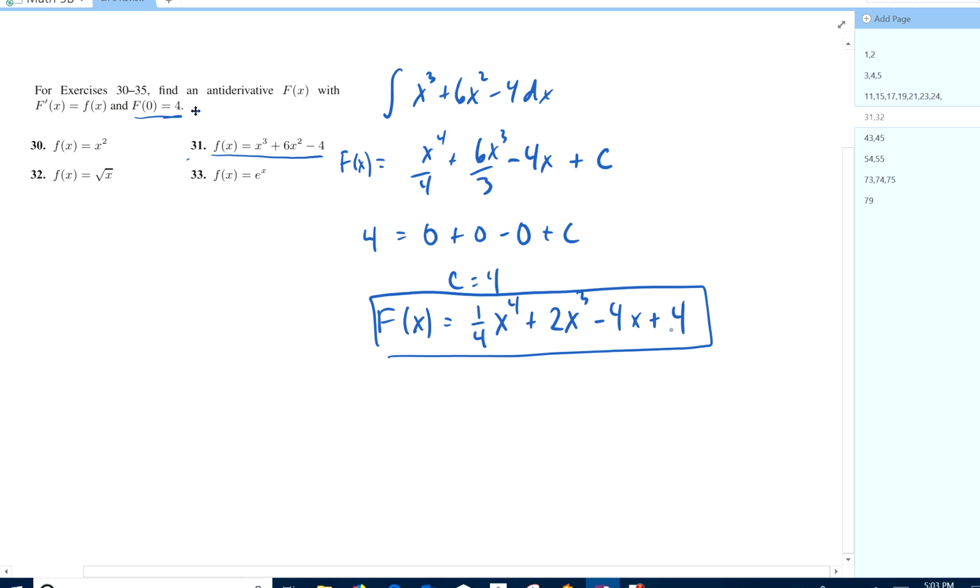So if I take the derivative of that, I get f, little f, and when I plug in 0, right up here, I get 4.